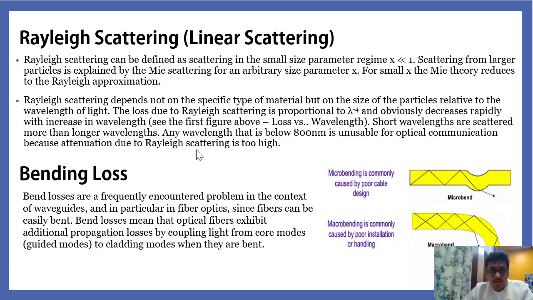Bending loss. Bending losses are a frequently encountered problem in the context of waveguides and in particular in fiber optics. There are mainly two types of bending losses: micro bending and macro bending. Micro bending is caused by poor cable design, whereas macro bending is commonly caused by poor installation or poor handling.